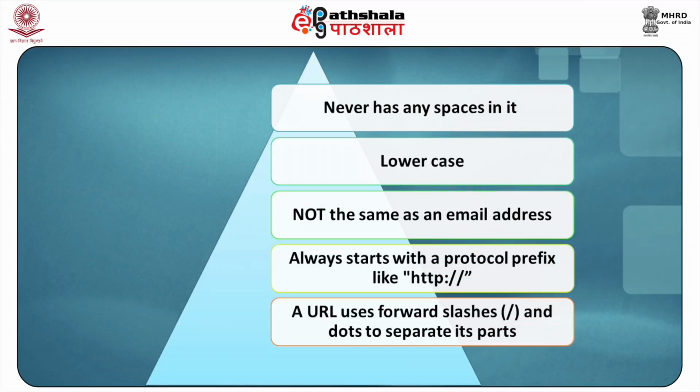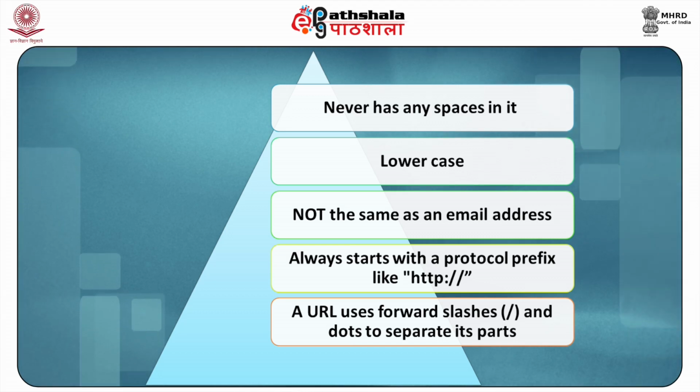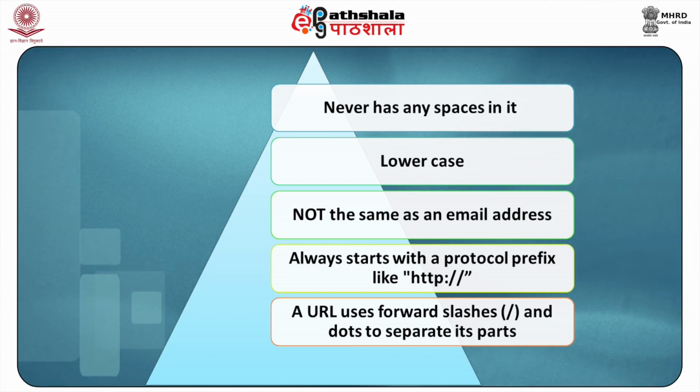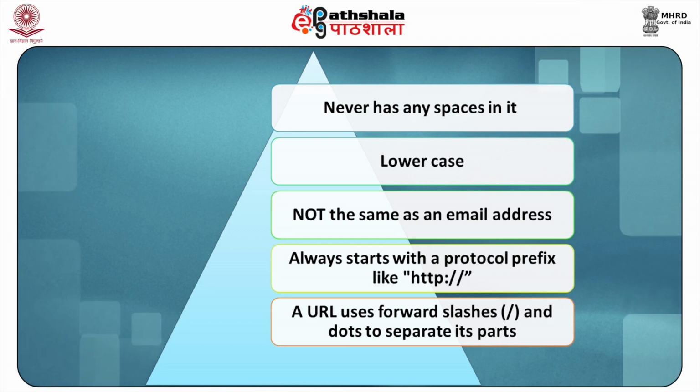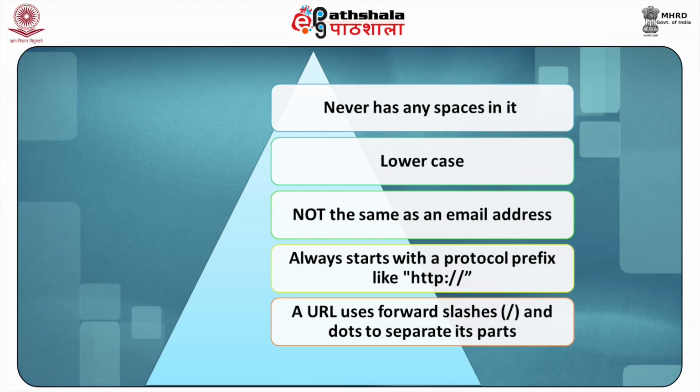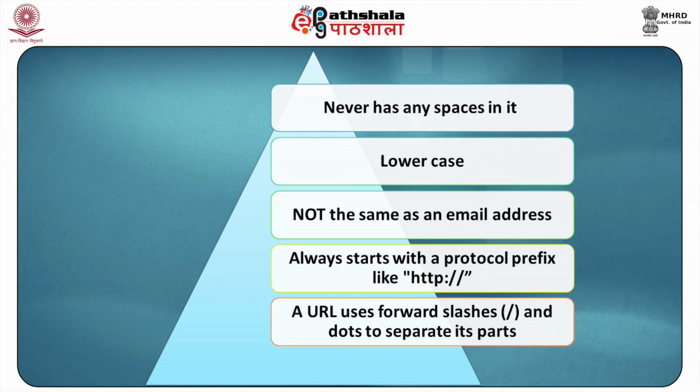The characteristic features of a URL are: A. A URL never has any spaces in it. B. A URL for the most part is all in lowercase. C. A URL is not the same as an email address. D. A URL always starts with a protocol prefix like HTTP. E. A URL uses forward slashes and dots to separate its parts.